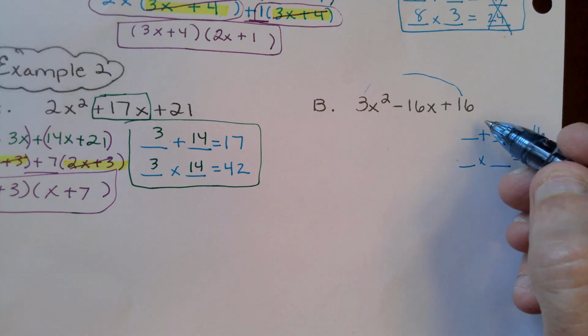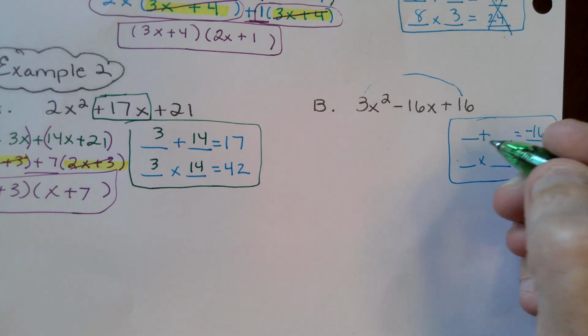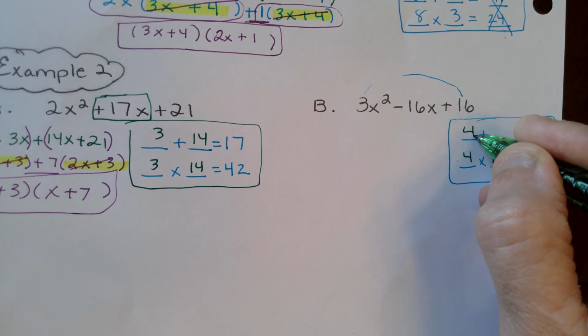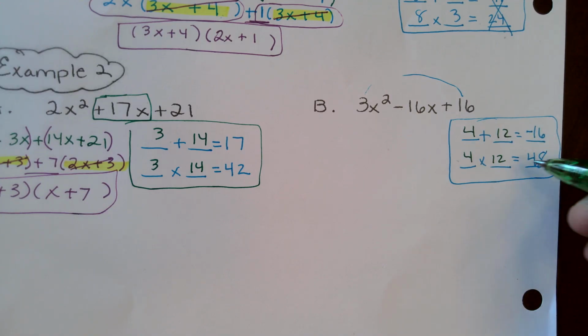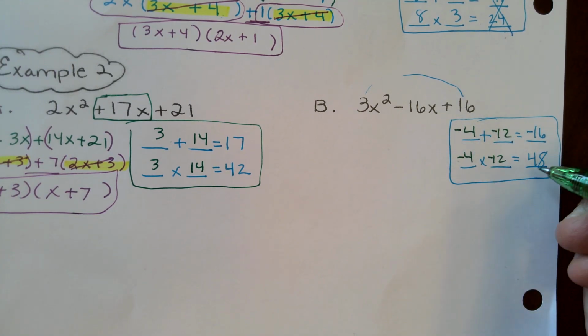Okay, all right. Now we get to think. We had 1 and 48, no. 2 and 24, no. 3 and, let's see, what does 3 go into there? 16, 3 and 16. Yeah, well, no, that's right there. 4 and 12. Oh, there it is. 4 and 12. Now, 4 times 12 is that, but up here we need a negative. And so if these are both negative, that does work. And if these are both negative, when I multiply, I will get a positive.